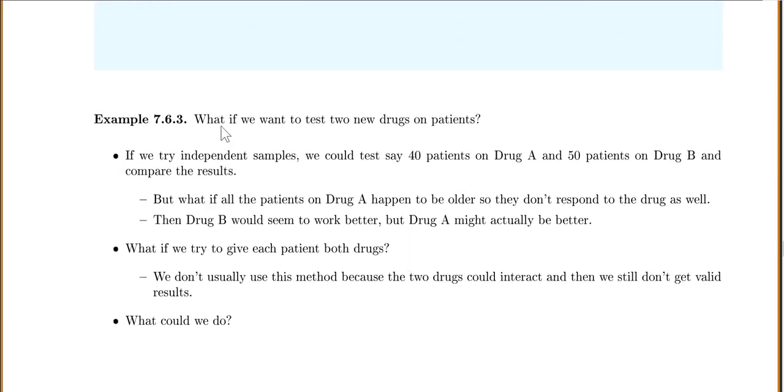Let's try this example. What if we want to test two new drugs on patients? If we try independent samples, we could test, say, 40 patients on drug A and 50 patients on drug B and compare the results. But maybe all the patients on drug A just happen to be older, so maybe they don't respond to the drug as well. Then maybe drug B would seem to be working better because it had younger patients, but drug A might in actuality be better.